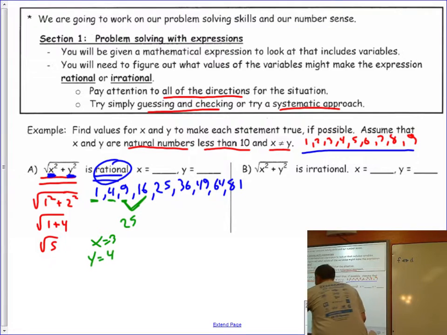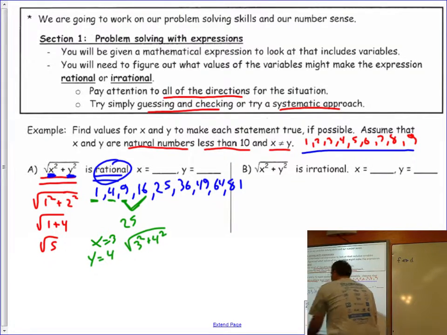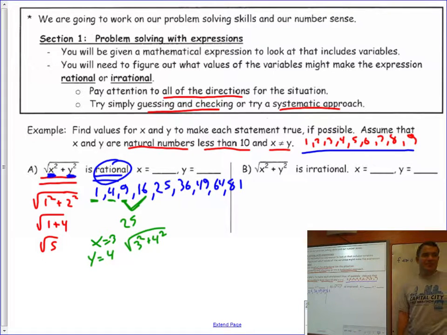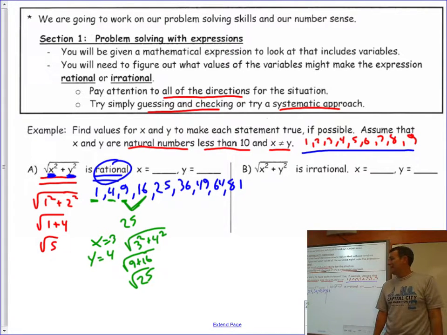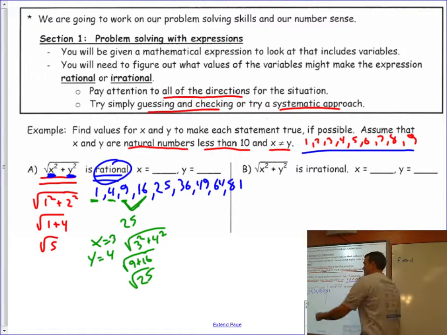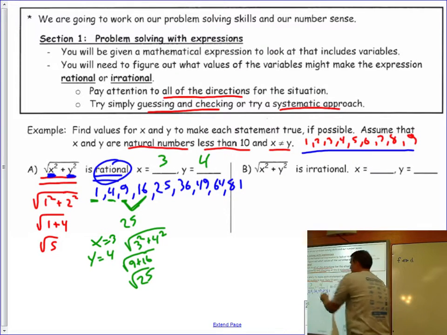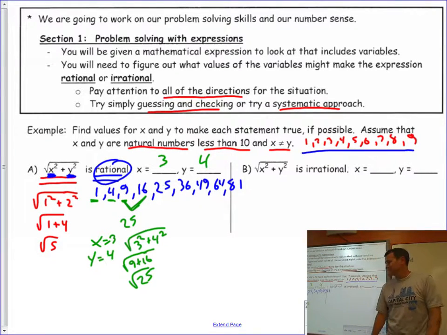Let me test it. I get 3 squared plus 4 squared. That would be 9 plus 16, that would be the square root of 25, and the square root of 25 is a rational number. It's 5. I have found a value for x and y that works. X could equal 3, y could equal 4.